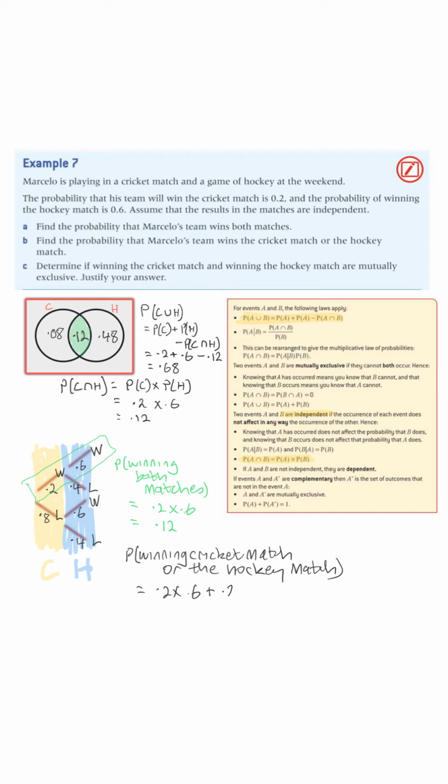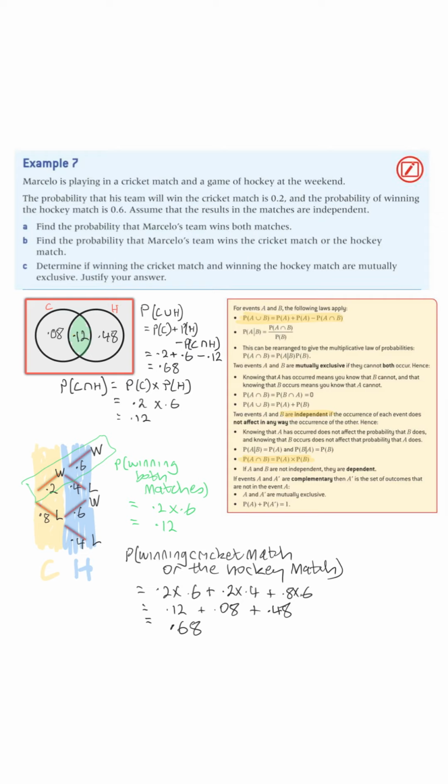It's plus 0.2 times 0.4 plus, we've now got to add this one, 0.8 times 0.6. We add that one. Okay. And that is 0.8 times 0.6. Well, that is equal to 0.12 plus 0.08 plus 0.48. And altogether, those also equal 0.68. Okay, so that's another way to do it.